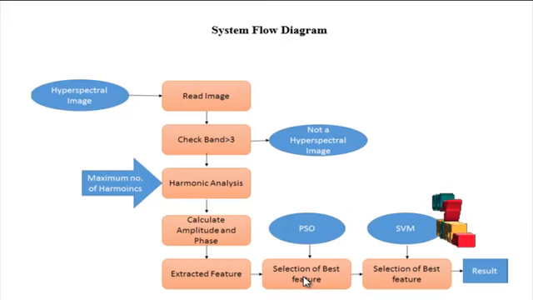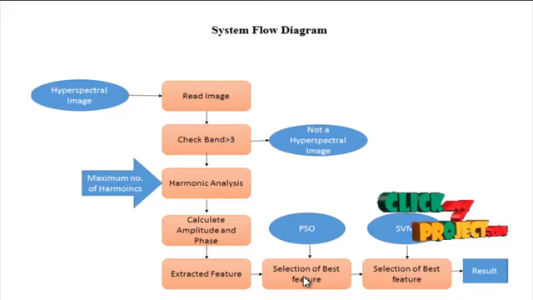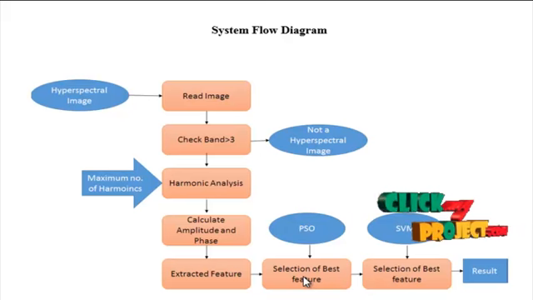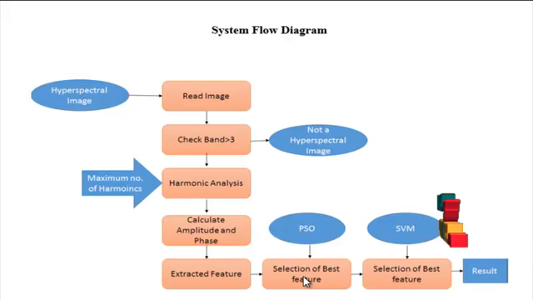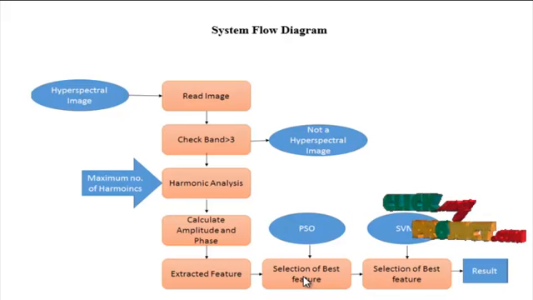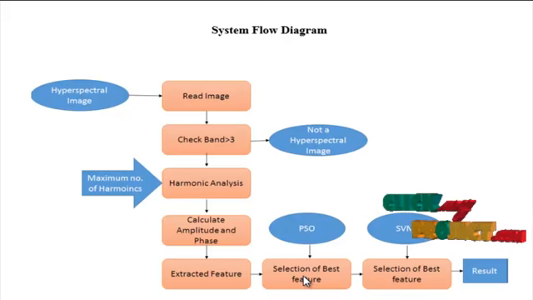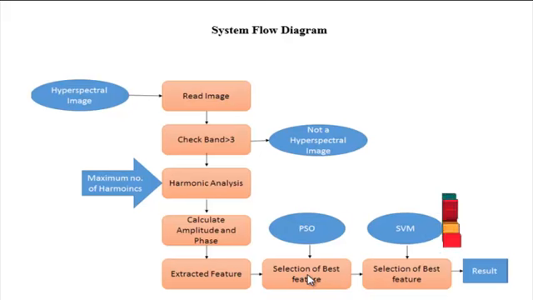Particle i keeps track of its coordinates in the solution space, which are associated with the best solution it has achieved so far. This value is called the local best, L best. Another best value that is tracked by the PSO is the best value obtained so far by any particle in the neighborhood of the particle. This value is called the global best, that is G best. The basic concept of PSO lies in accelerating each particle toward its local best and global best solution.